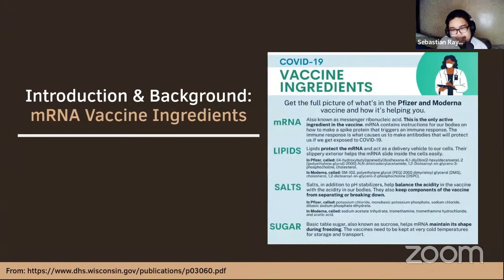These are the ingredients in the vaccine, which is, of course, the mRNA, the only active ingredient in the vaccine, the lipids that protect the mRNA, salts to help balance its acidity and keep the components of the vaccine from separating or breaking down, and sugar to maintain its shape during freezing. Next slide.